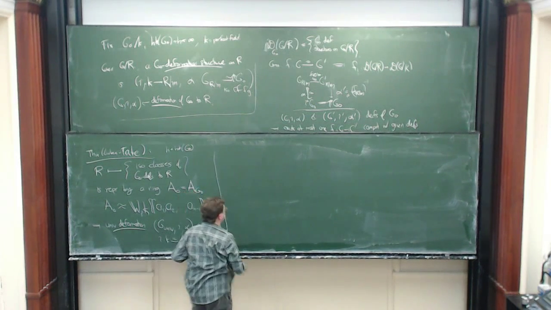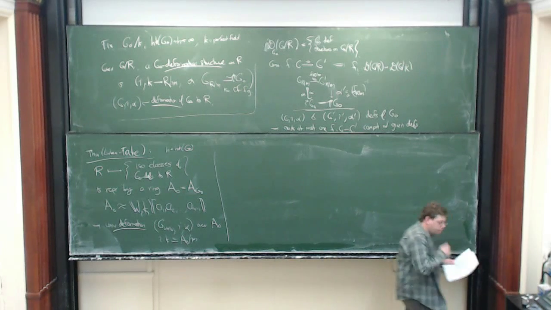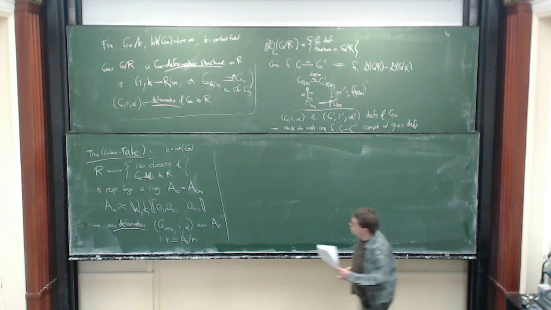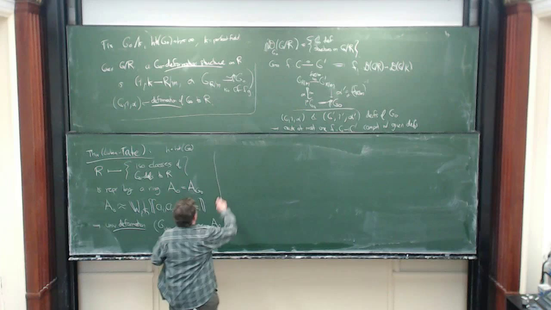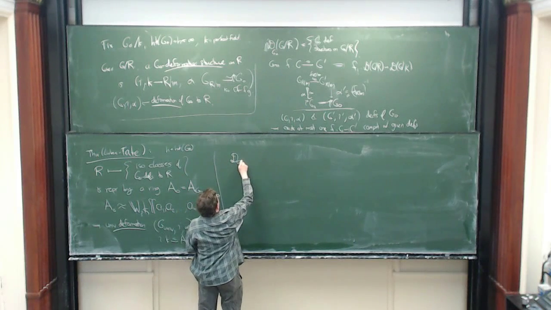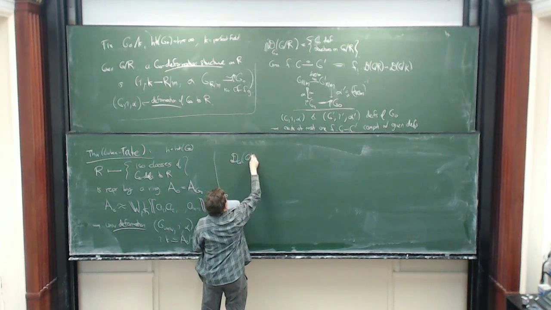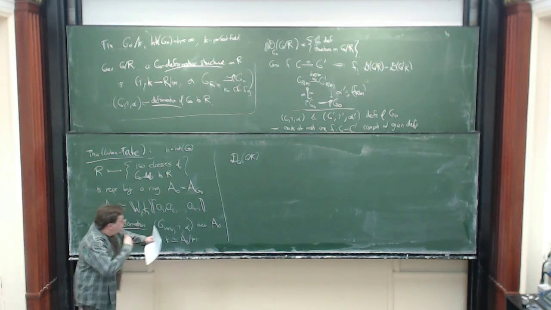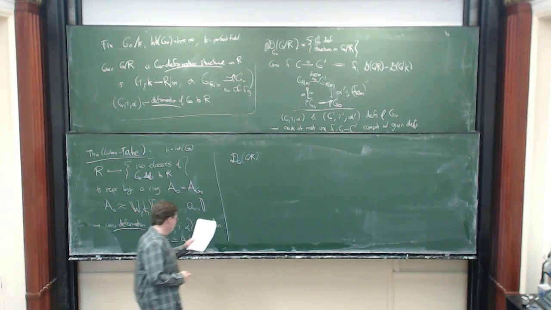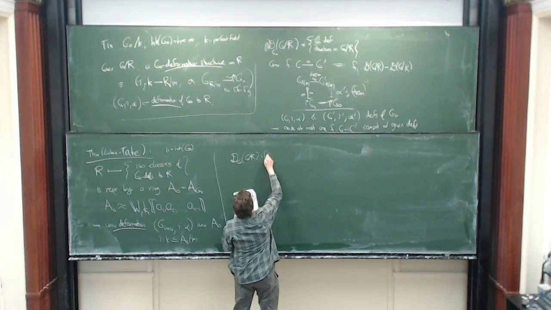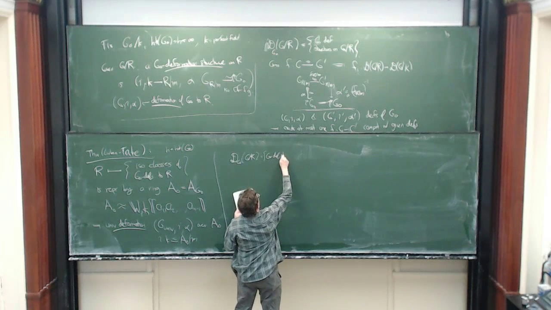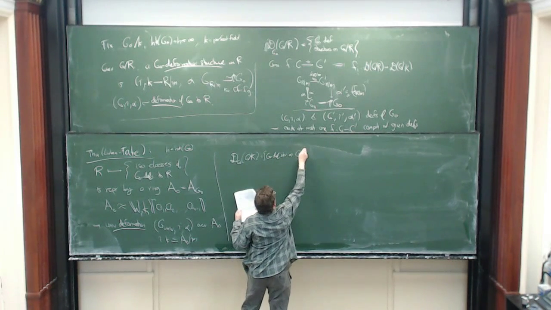So this classifies deformations up to isomorphism. You can also think of it, by the way, as classifying deformation structures. So I had this set of G0 deformation structures on a given formal group G.